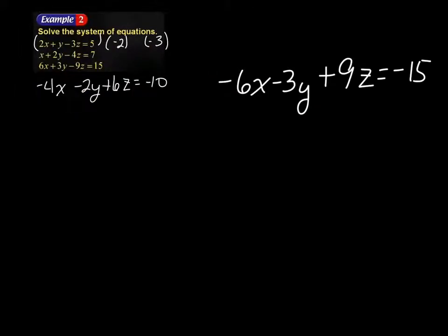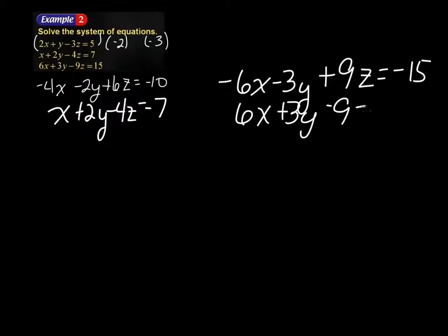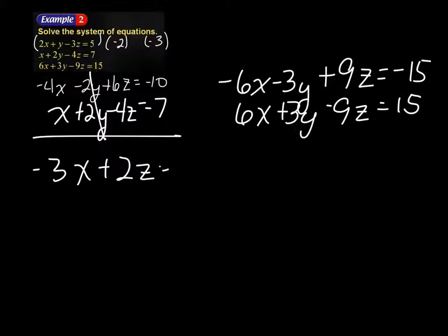Because then that's going to give me opposites for the y's. If I copy down the second equation now, x plus 2y minus 4z equals 7. And the third equation here, 6x plus 3y minus 9z equals 15. This is lovely. When we add, I've got negative 3x, no y's, plus 2z equals negative 3.